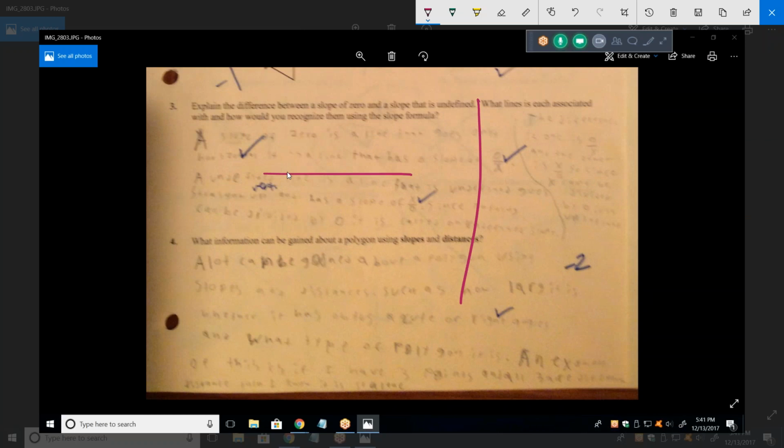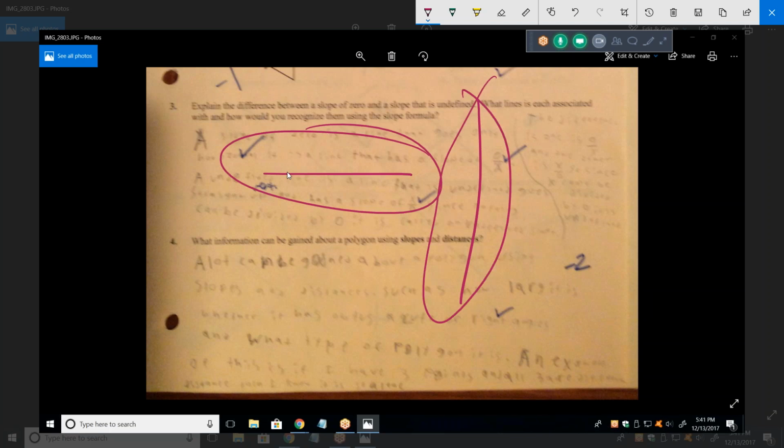Here's the answer to the first part. What lines is each associated with, and how would you recognize them using the slope formula? Well, we've already said what each is associated. That's a horizontal line. That's a vertical line. Yes. But how would I get it using the slope formula? So to get a slope of 0, you would be doing 0 over x. And to get an undefined line, it would be x over 0.